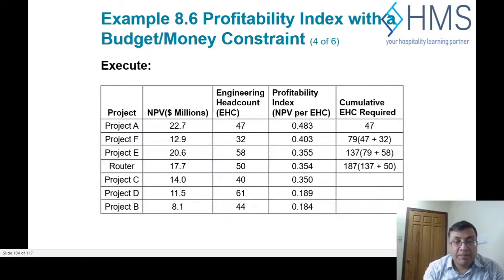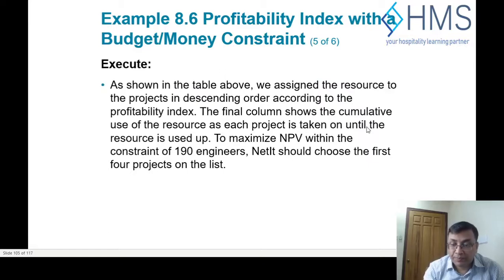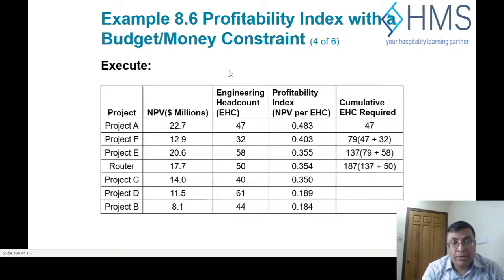So NPV divided by engineering headcount gives the profitability index. So here you get it, and then sort the projects based on the highest NPV per headcount. Now you calculate the cumulative headcount required. 0.48. So 47 is used. Then the second project, 32 is used. Then the last project, 58 is used. And then the final router project, which is going to use 50. So out of 190 headcount, we are able to use 187 and get the maximum value.